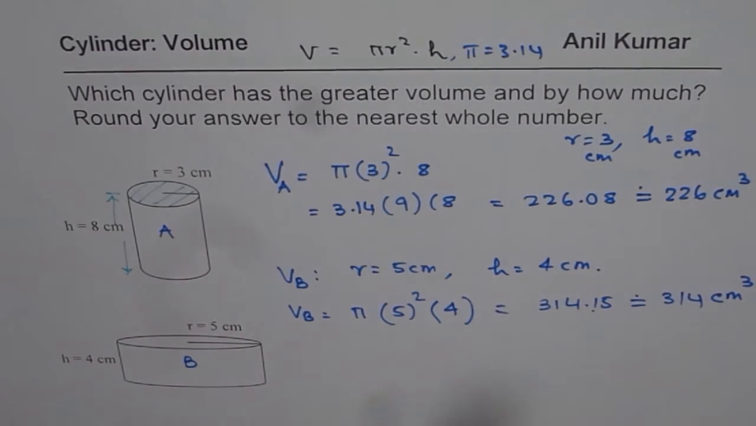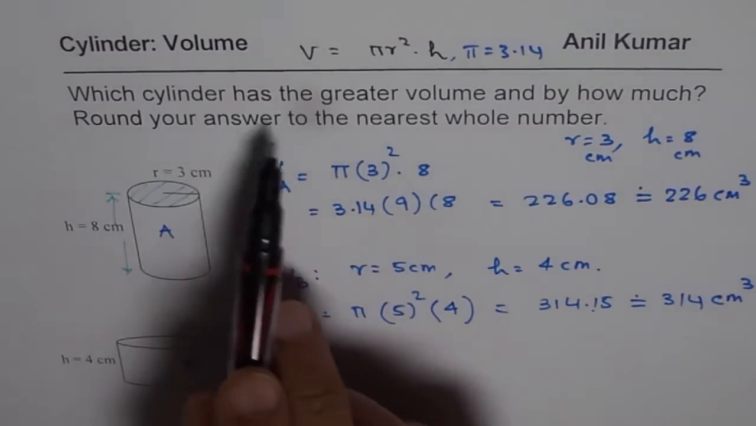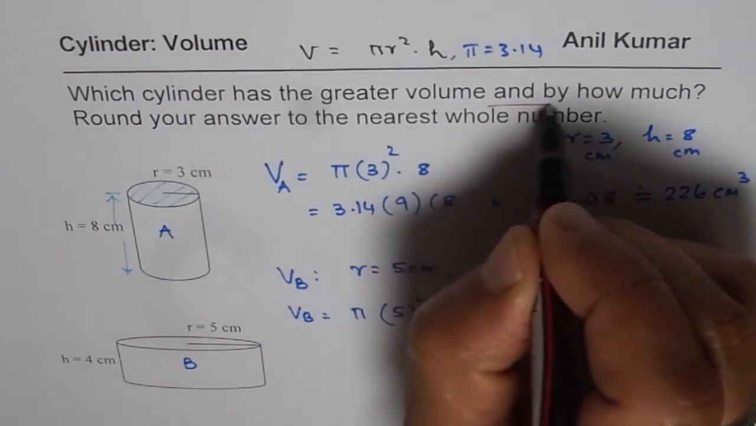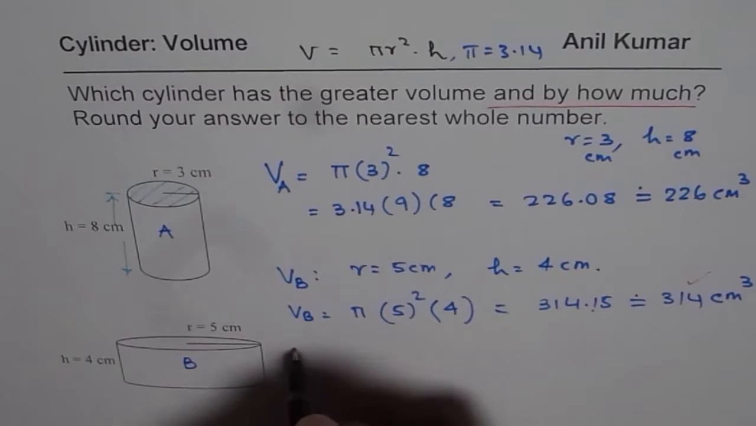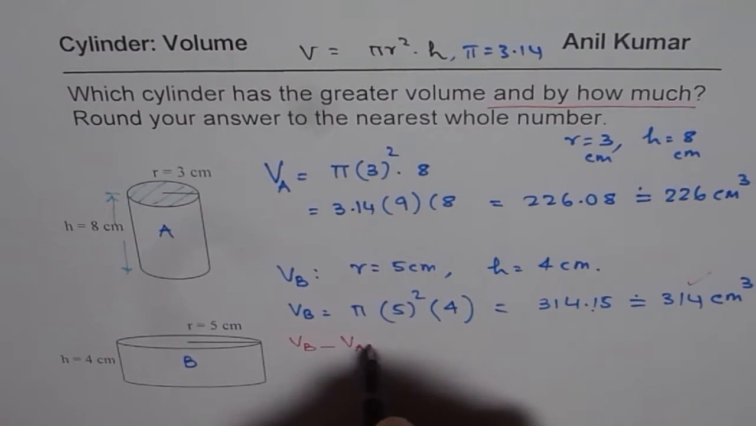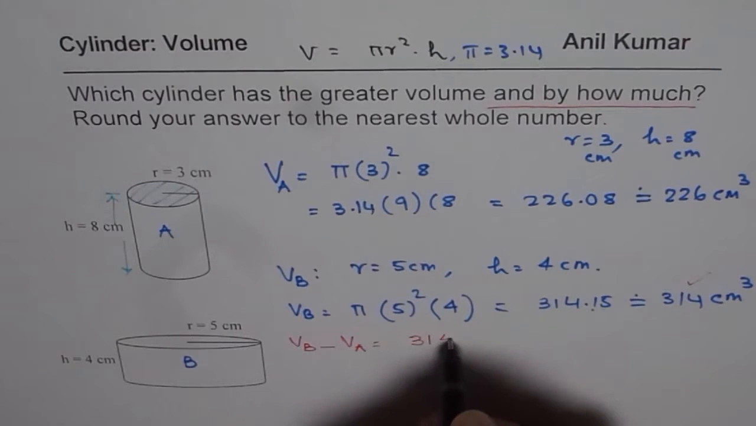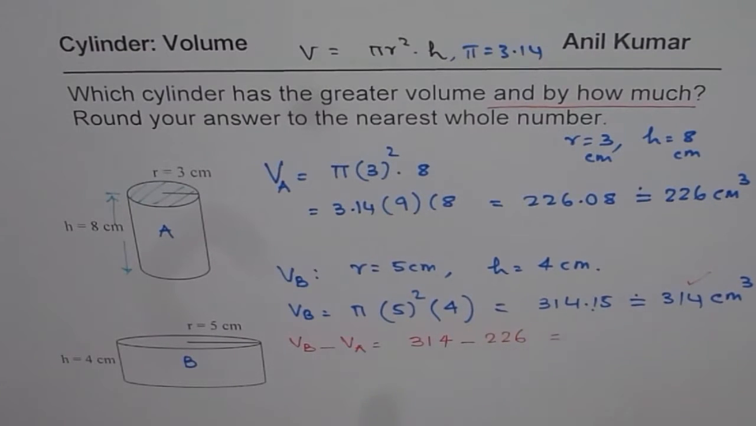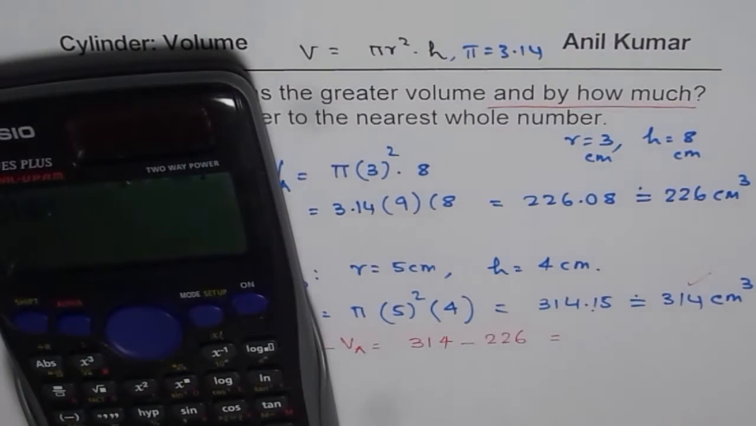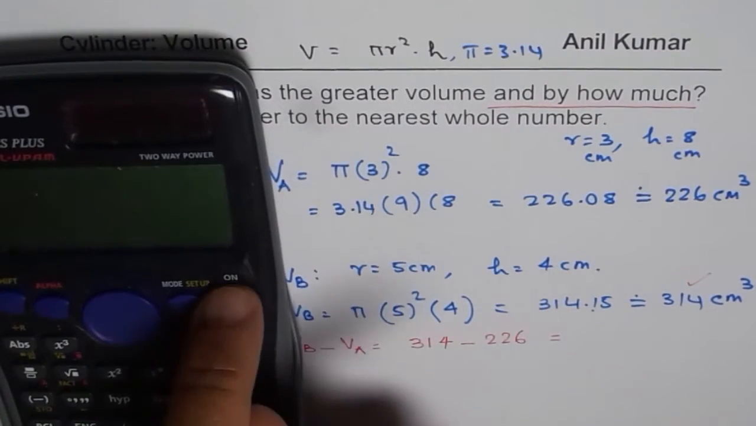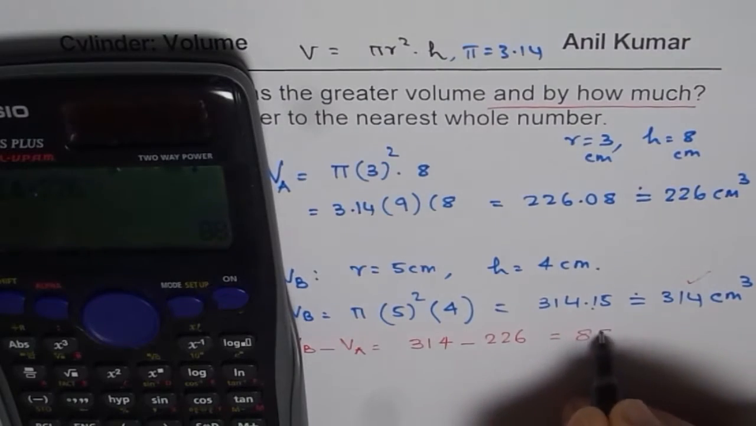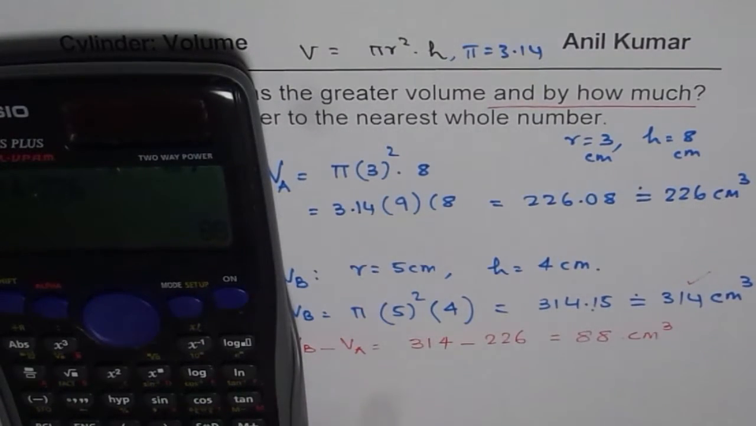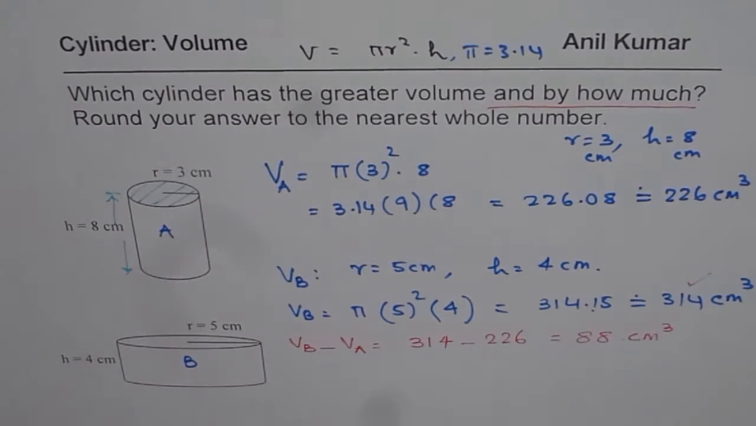Now read the question once again. It says, which cylinder has greater volume and by how much? And by how much, that is very important. That means difference, right? So you can clearly see that B has more. So we do volume of B minus volume of A to find by how much, right? So we have 314 take away 226 to find the answer. So we do 314 minus 226, and that gives us 88. Units are centimeter cube. So always write down the units, right? So we get our answer, which is 88 centimeter cube.